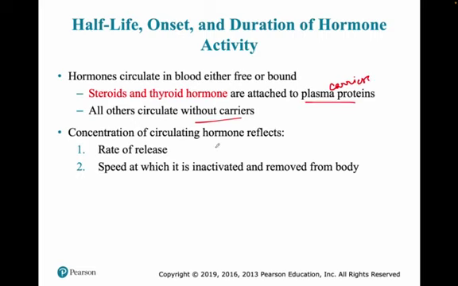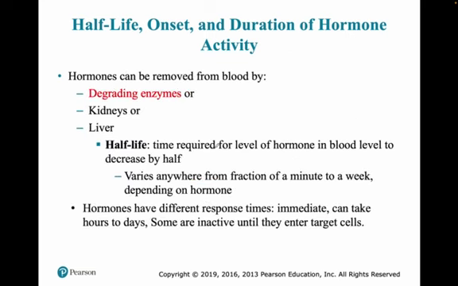Now, the concentration of the circulating hormone actually reflects the rate of release and the speed at which it is inactivated and removed from the body. So if it's removed too slowly, then obviously the concentration of the circulating hormone is going to be more. Now, how are hormones removed from our body? Firstly, there are enzymes that can degrade them. Kidneys and liver are types of excretory organs. So with the help of excretion, they can also remove hormones from our blood.